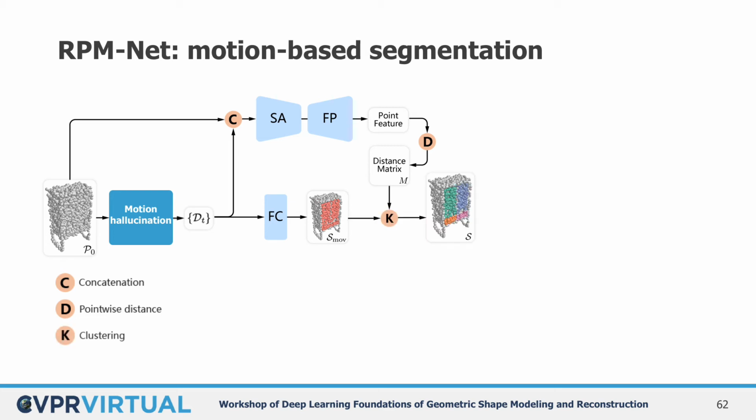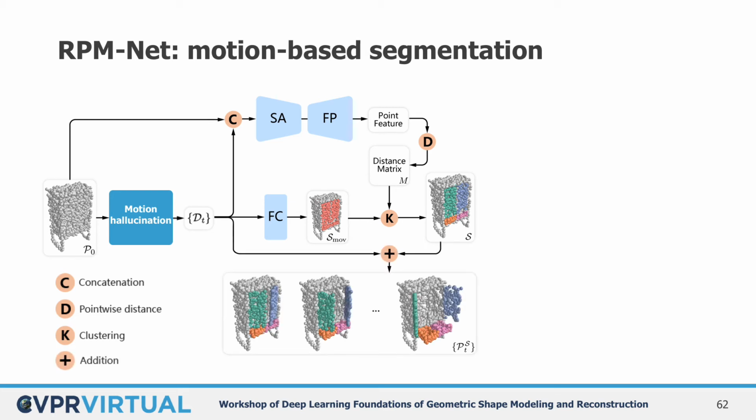The loss for the motion-based segmentation module is shown here. The first term is the object-level segmentation loss, defined as the softmax cross-entropy between the predicted and the ground truth segmentation. The second term is the loss for the finer segmentation of the moving part, which is defined as the distance matrix of the point feature.